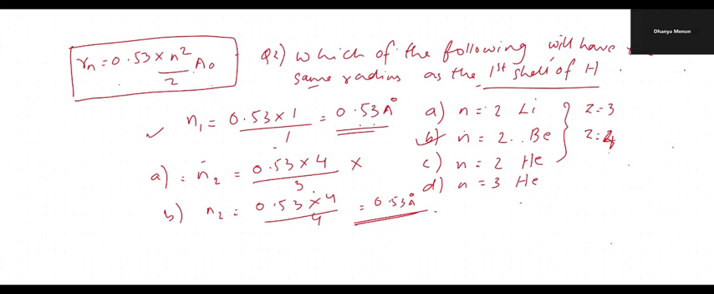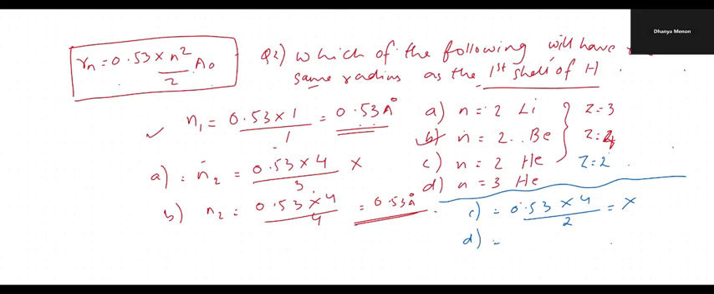But we have to check C and D. What's the story about C and D? C, helium, Z is 2. So 0.53 times 4 by 2, no, this is not coming to 0.53. The last one will definitely not come, because this is 3 square, that is 9 by 2. So what is our answer? D is our answer. So these types of comparative questions might come.